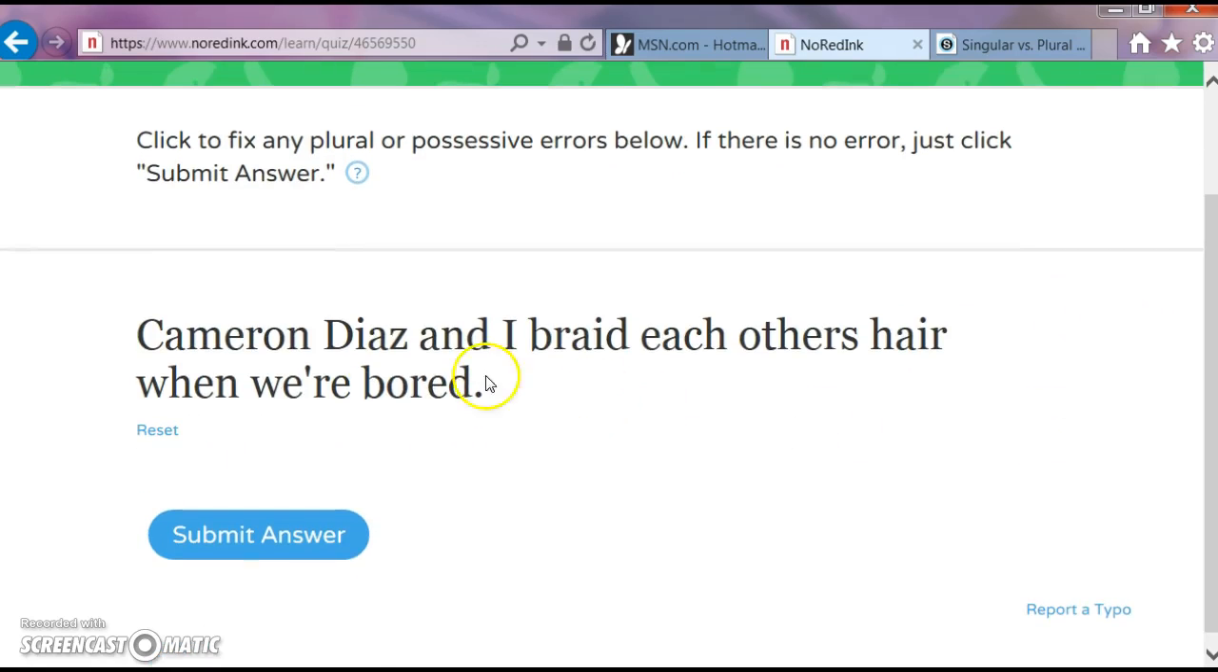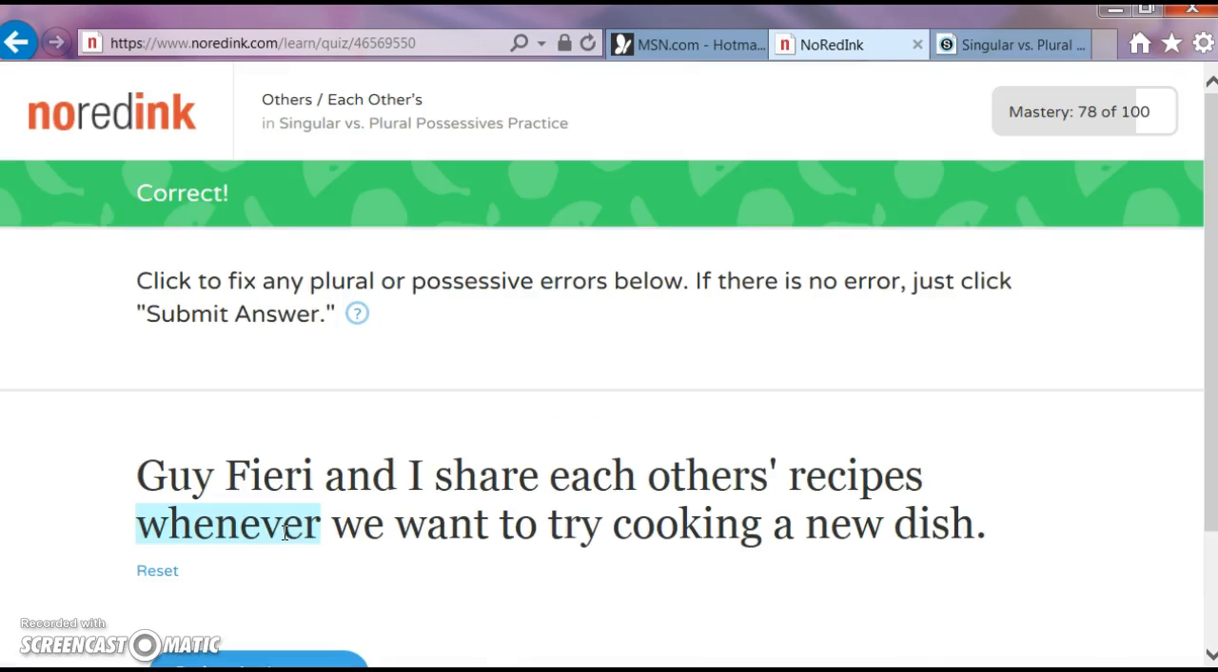Now I take a look down here. Oop, that magic word. Each others. Remember, that takes the plural of the others and breaks it up. And are we owning anything? Each other's hair. Yep, that hair belongs to the others. So I'm going to slap one of these apostrophes right between the R and the S and see how I'm doing. Submit answer. I'm a rock star.